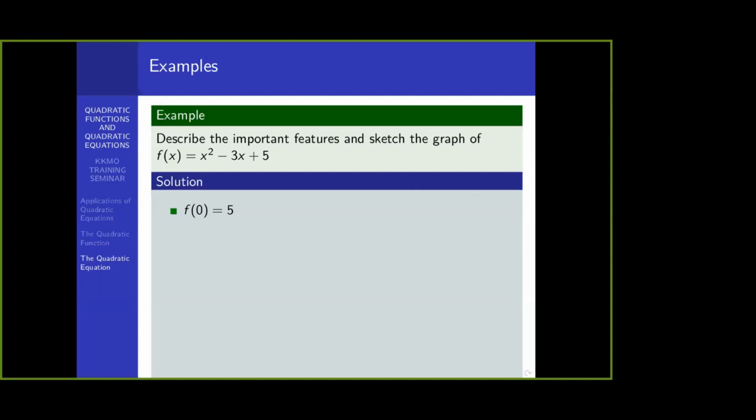So this first example says, describe the important features and sketch the graph of f of x is equal to x squared minus 3x plus 5. So clearly the y-intercept will be 5. That's the value of the function when x is 0. Now, since a is positive, we see a is equal to 1 in this case, and it's positive. As x becomes large and negative or large and positive, the function still becomes large and positive. f of x always goes upwards, keeps getting larger and larger, regardless of which direction x is going.